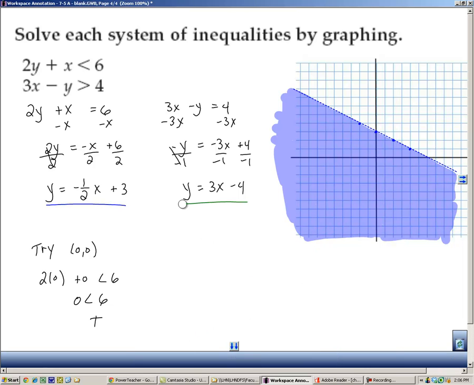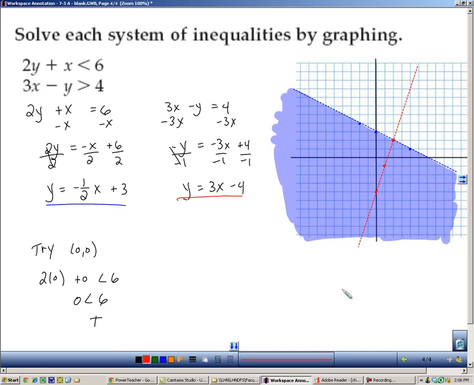Wait a minute, this is a mistake. I'm going to make this a red line. So here we go, negative 4. And then rise of 3 over 1. So 1, 2, 3 over 1. And now we'll draw the boundary line.